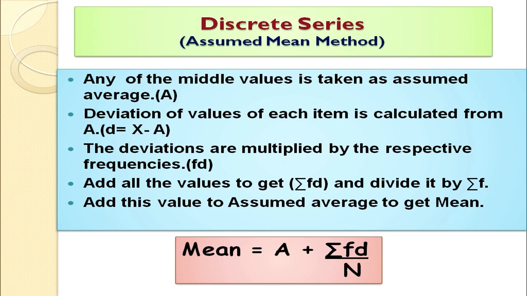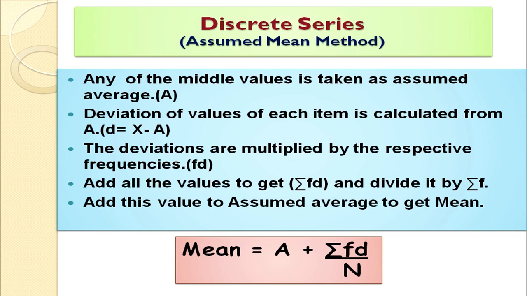Now, we can discuss the assumed mean method. Now, we know in case of discrete series we have got x, we have got f. Earlier in case of individual series we have taken assumed average from x. Likewise, here also we are going to take assumed average from x. The first step, take any of the middle values as assumed average and plot it as a. The next step, x minus a, that means we need to calculate deviations of values of each item.